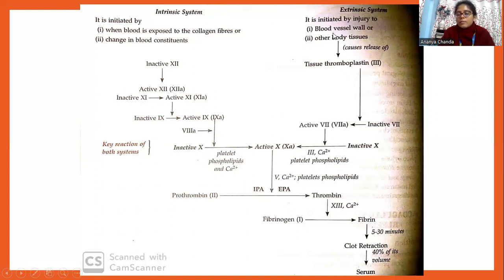Then comes the extrinsic system. This occurs when there is damage to the blood vessel wall, and this causes the release of tissue thromboplastin, factor 3. This factor 3 activates factor 7 from its inactive form. This factor 7 then activates factor 10, that is the Stuart-Prower factor. One thing is common: the intrinsic pathway and extrinsic pathway come into contact with a common pathway, that is the activation of factor 10 is happening in both systems, right?